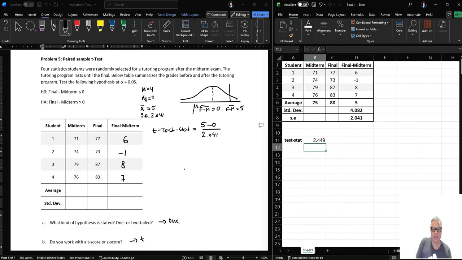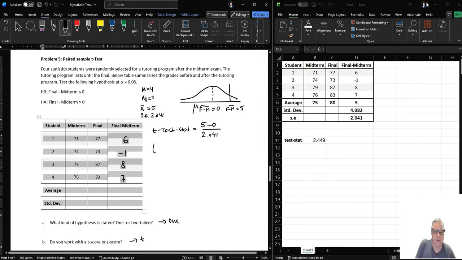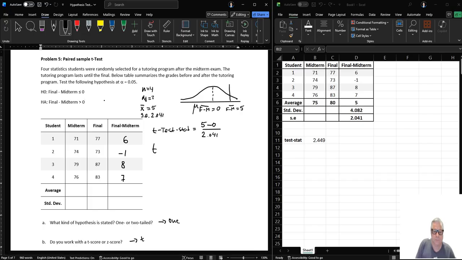So we have a one-tailed test. So the question is, what is the critical t? So the t critical, okay, so in a one-tailed test we need to find the t-score to the left of which we have 5% probability mass. So that's the t critical.